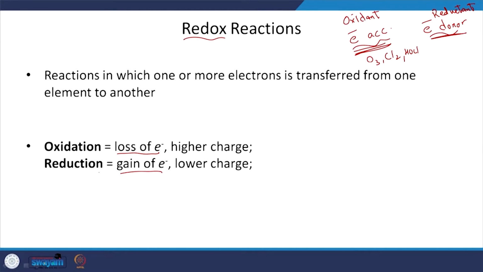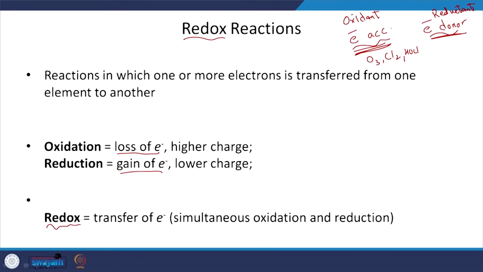But oxidation and reduction, they don't happen independent of each other. When we are talking about oxidation, certainly reduction will happen. Why? Because you can't have electrons only going in one direction. As in, if I have an electron donor, I need an electron acceptor also. So only when you have both oxidation and reduction occurring will you have redox reactions, let's say. So it's not as if oxidation will occur independently of reduction.